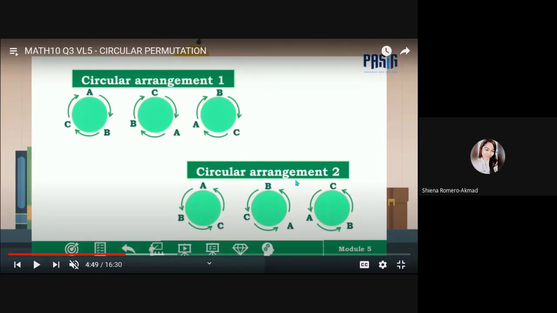Okay? How about in circular arrangement 2? Kung mapapansin nyo sa circular arrangement 2, nandito na yung nagkakagrupo ng isa. O yung tatlo na magkakasama. And titingnan natin counterclockwise arrangement nila.